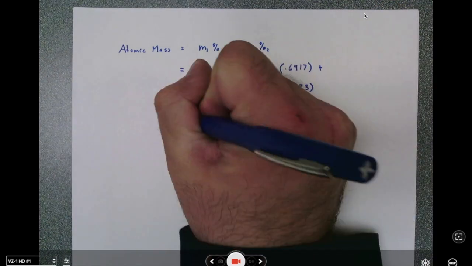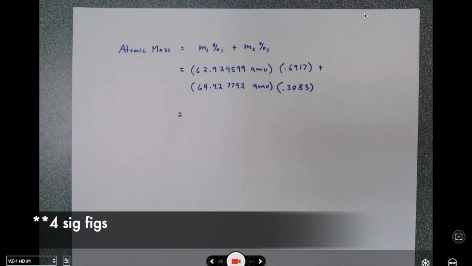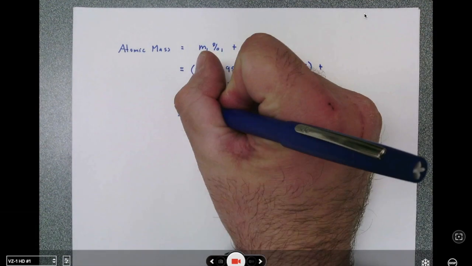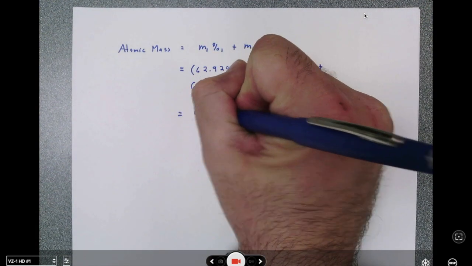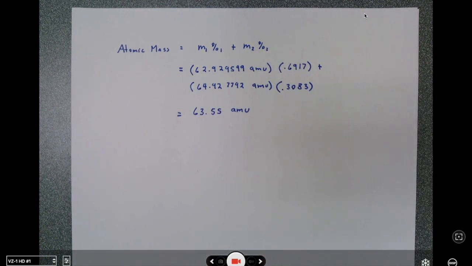At this time, take a moment and punch those numbers into your calculator, and let's see if we can come up with the average atomic mass. So hopefully, after having calculated and rounding to two significant figures, we come up with an average atomic mass of 63.55 atomic mass units, or AMU, which is consistent with the value for the atomic mass of copper on the periodic table.